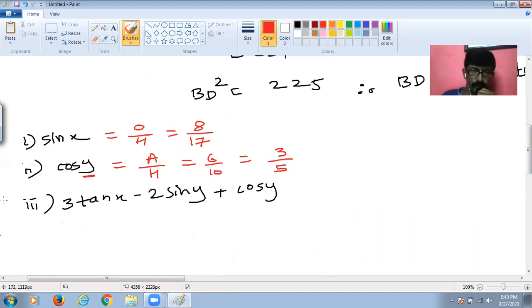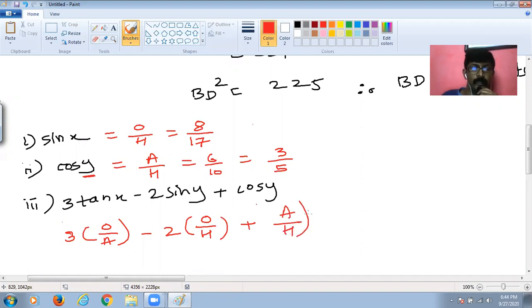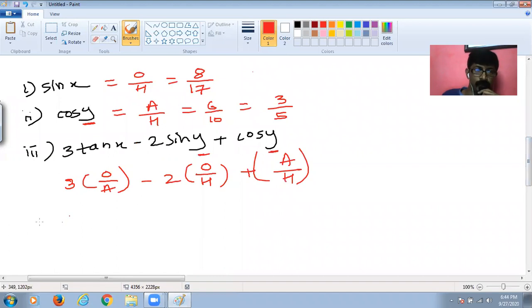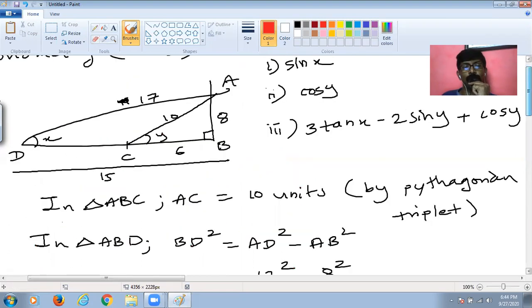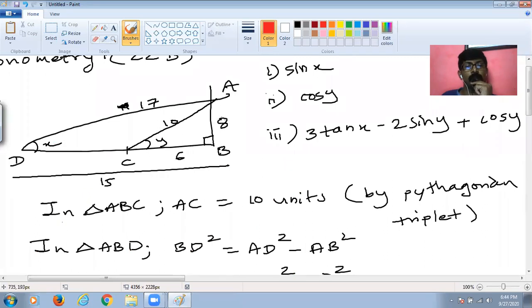What is this huge thing? If you have to calculate 3 tan x minus 2 sin y plus cos y, tan is opposite upon adjacent, sin y would be opposite upon hypotenuse, and cos y would be adjacent upon hypotenuse. But now you have to see which angle is the reference angle, guys. We'll do all these things slowly, gradually. Just stay tuned and keep looking how exactly I'm finding this. Opposite upon adjacent with respect to angle x: opposite to x, and adjacent is this.